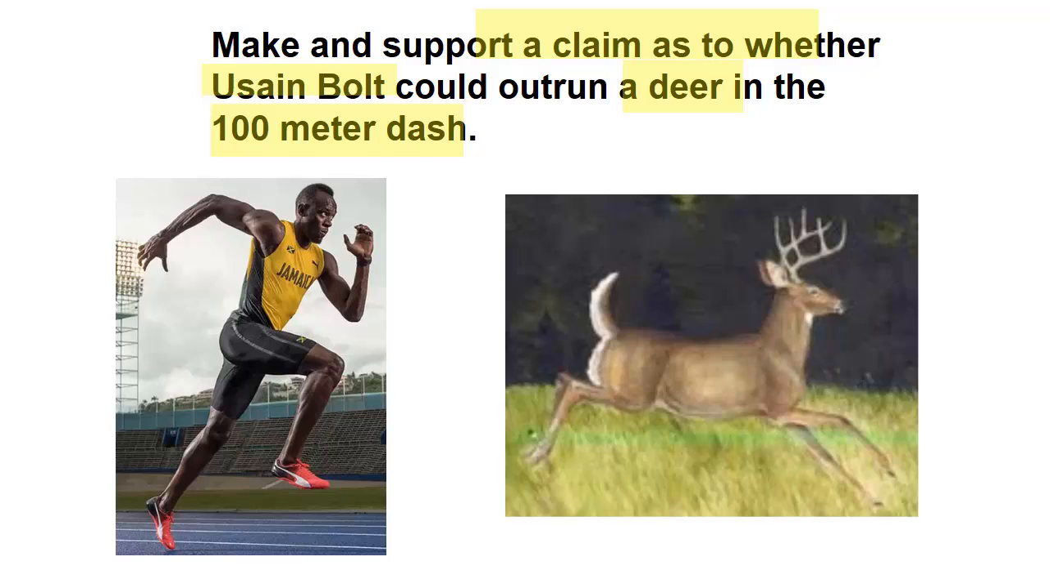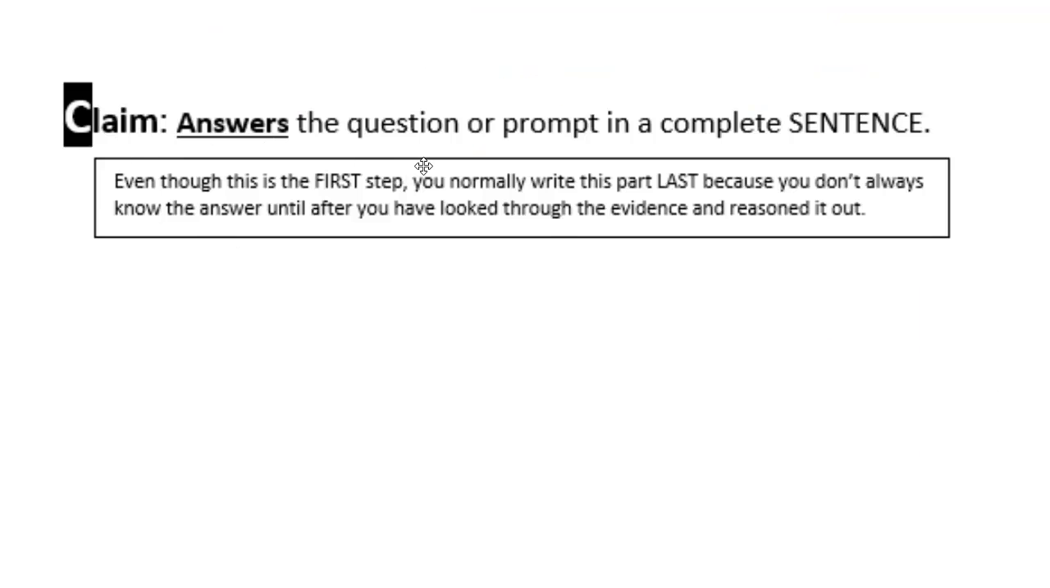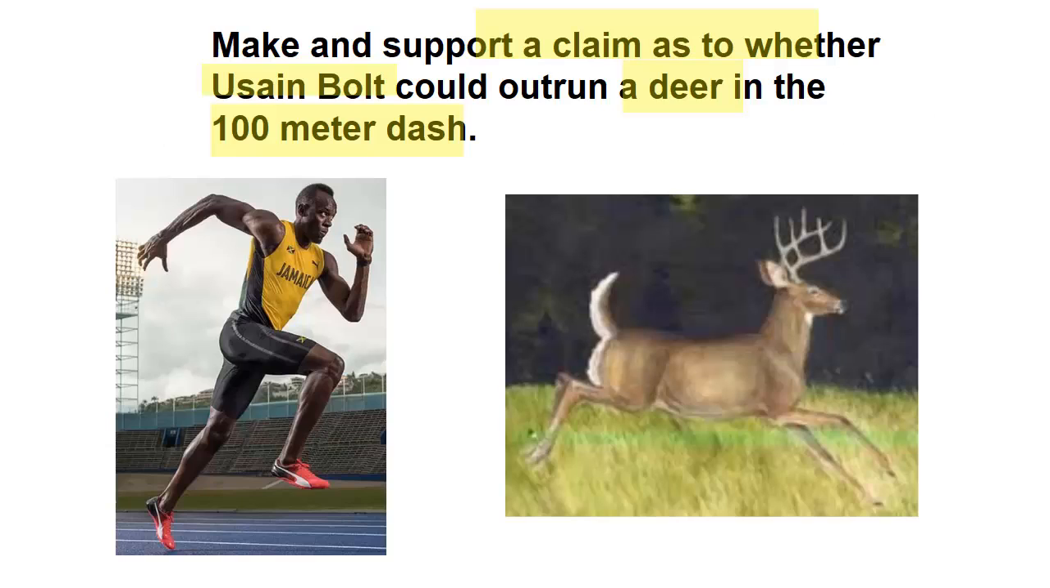Now, the first step says make a claim. But at this point, you really don't have enough information. It would just be basically your opinion. You would be thinking, oh, I think Usain Bolt runs fast, or I think that deer runs fast. So this is where the evidence comes in. So you can't really answer your question yet until you look at the evidence. So let's look at the evidence.